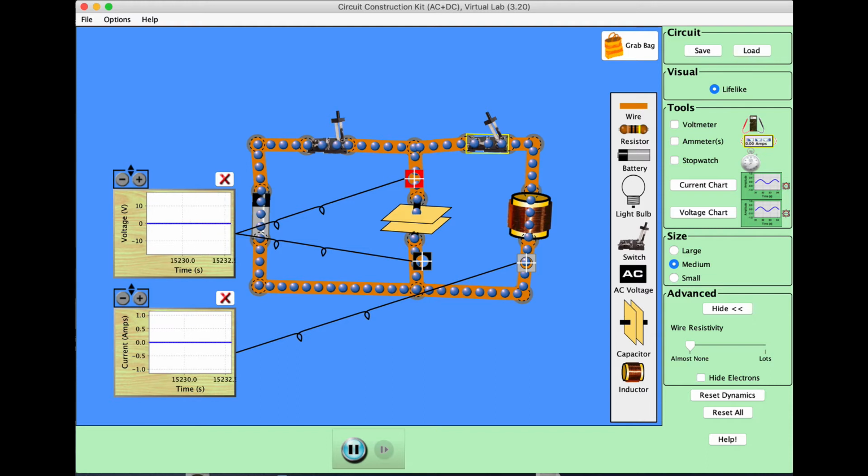So here's the same circuit with an LC circuit. I'm going to kill this, start over again, pause. So here now is the LC circuit. I got rid of the resistor and changed the configuration.